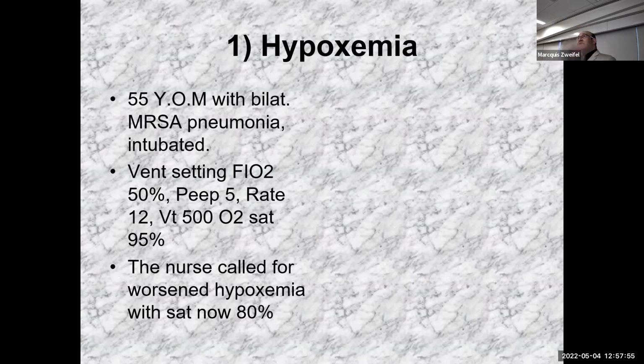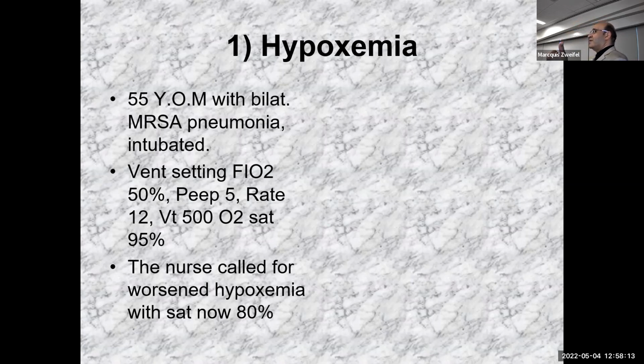So this patient was doing well in the morning, on 50% FiO2 and 5 of PEEP, and he is saturating 95%. Now the nurse called you at 1 o'clock in the morning, patient is saturating 80%. What should you think about? What's your differential diagnosis? Let's start with that.